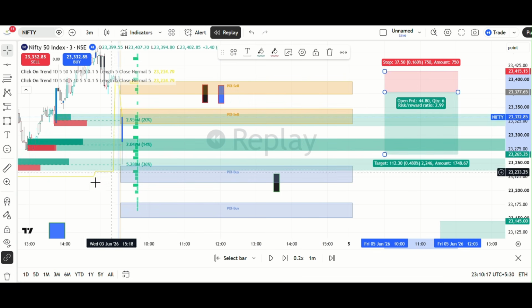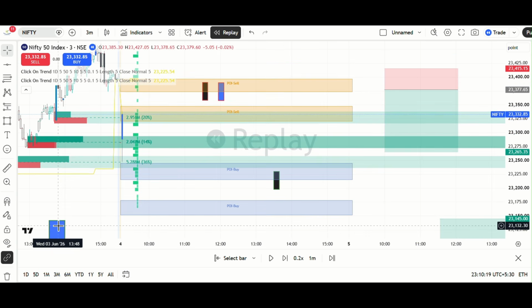One is institutional buying candle in buy zone, institutional selling candle in sell zone, and manipulation candle in both the zones. Okay, so hope you understood the different entries that we can do with the help of this indicator. So to get more clarity, see this video again and again.